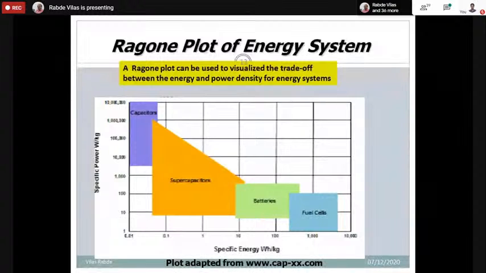Tomorrow, if you ask me, can I replace my domestic inverter, which is used for lighting in case of emergency, with supercapacitors? The answer is no, because it will give you a few minutes of backup, not hours. Batteries can give you backup in hours. So supercapacitors can only be utilized where you have a pulse energy requirement.